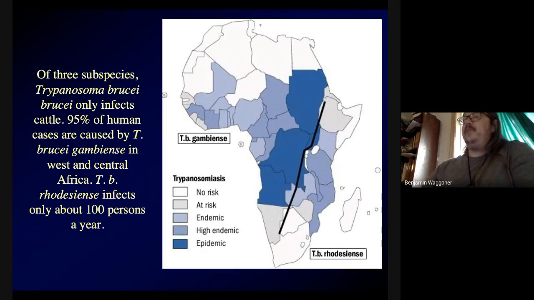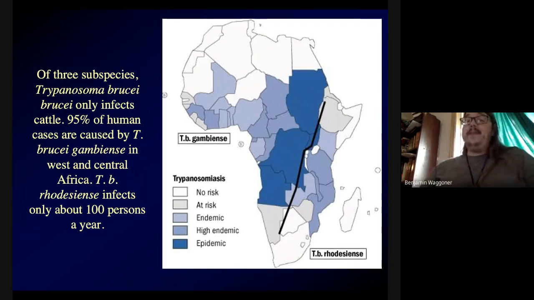This is the one that causes the vast majority of human cases. To the right of that line, Trypanosoma brucei rhodesiense infects only about 100 persons a year. It's still bad, but not as much of a threat as Trypanosoma brucei gambiense tends to be.